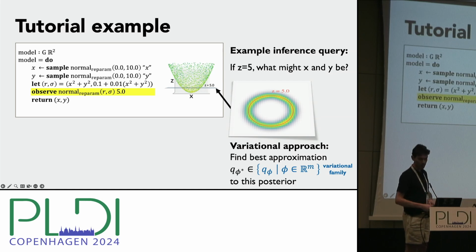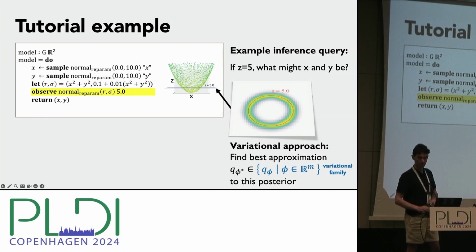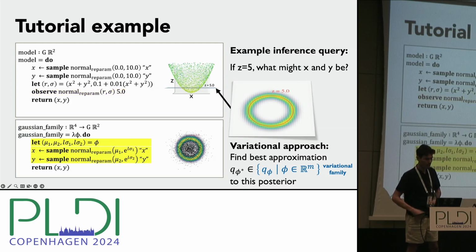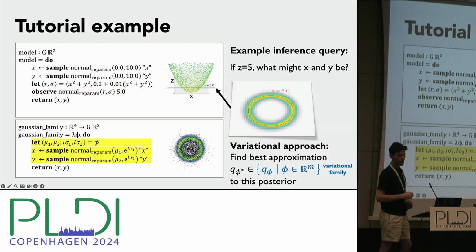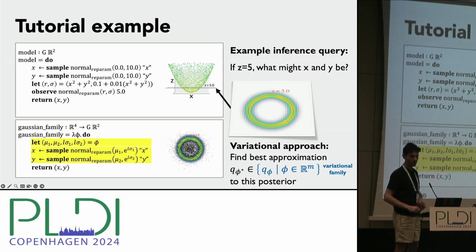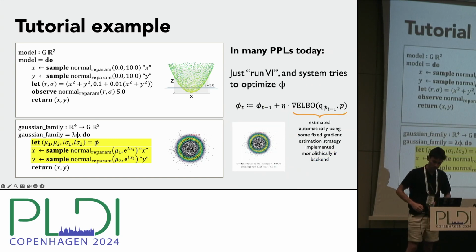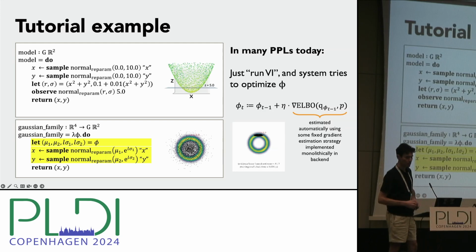Q is a program which takes parameters as input, and as we vary the parameters, it encodes a different distribution on x and y. Here's one example of a Q program, this program called Gaussian family. In this program, the parameters control the location and scale of a bivariate Gaussian. On the right-hand side, I'm showing samples from this untrained program, just this prior. Variational inference algorithms try to find the parameters that make Q phi look as close as possible to the posterior.